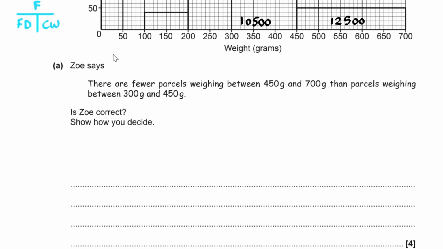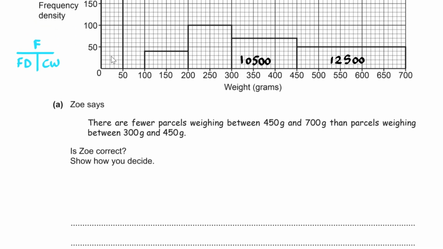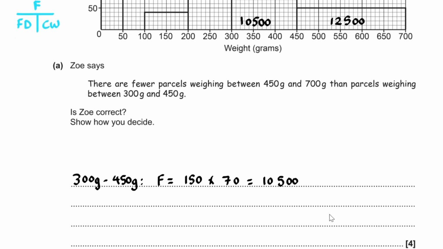So what we can therefore conclude then is, well, between 300 grams and 450 grams, we have the frequency equaling 150 times 70, which is 10500, and between 450 grams and 700 grams, we have the frequency equaling 250 times 50, which is 12500. So therefore, which one is larger? Well, it's the one over here. So what you can conclude then is she is incorrect.